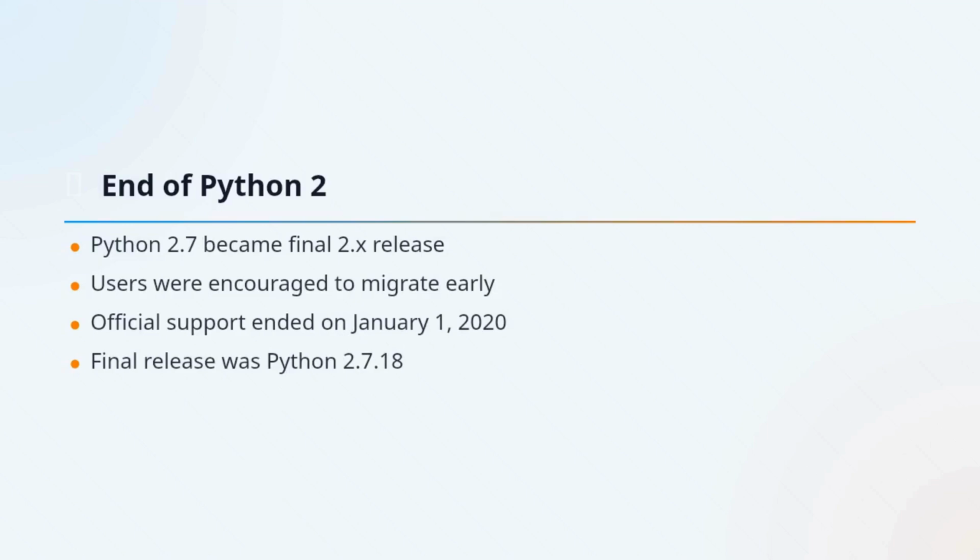In 2014, the community announced that support would end in 2020, and users were strongly encouraged to move to Python 3 as soon as possible. Support officially ended on January 1, 2020, and the final release was Python 2.7.18 in April that year. So that completes the story of the Python 2 era, from rapid feature growth to retirement.